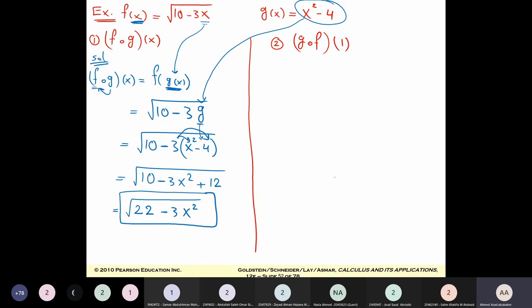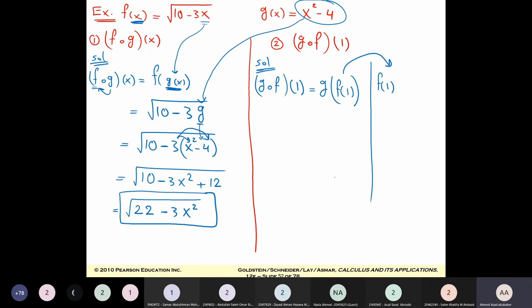Another question. Okay, another exercise, number 2. We need to find g composite f at the value of 1. So here we need to find g of what? For f of 1. For what? f of 1. Let's take f of 1 aside on its own. f of 1, we take it aside.